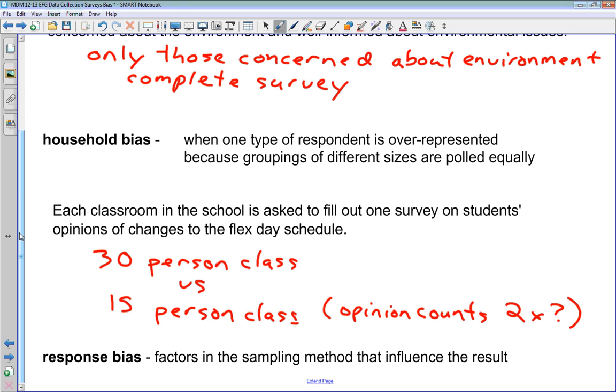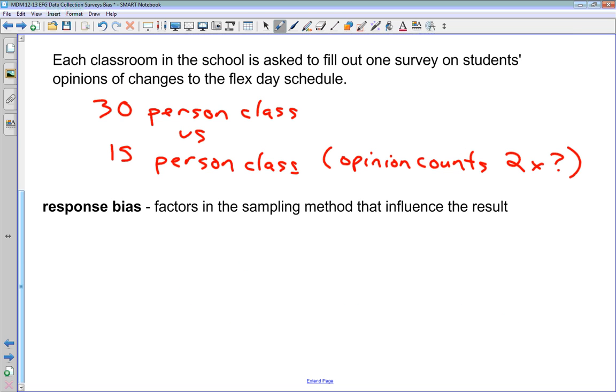So finally, I'll just mention this one here, response bias, which are factors in the sampling method that influence the results. So a lot of times the way the question is asked, or the way the question is phrased, or the way the survey is put together can influence how people answer the questions. Okay? And that's a separate kind of bias that can creep in when you're doing a survey. We're going to talk about that in much greater detail, though, in the next lesson on constructing effective surveys.